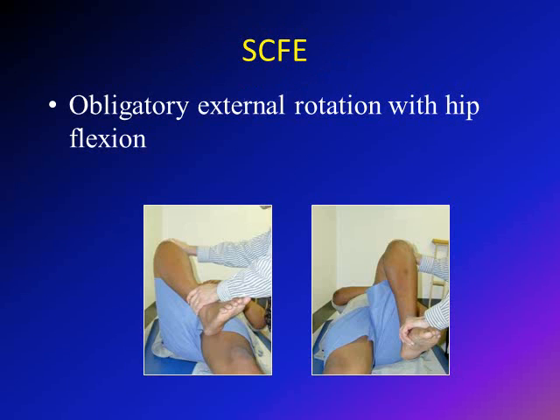So let's discuss now the clinical picture of slipped capital femoral epiphysis. There is obligatory external rotation of the hip with flexion. If you see here, this child has a right hip pain. When you bend the right hip, immediately it goes into external rotation. If you compare this with the left hip, when you flex it, it does not go into obligatory external rotation.